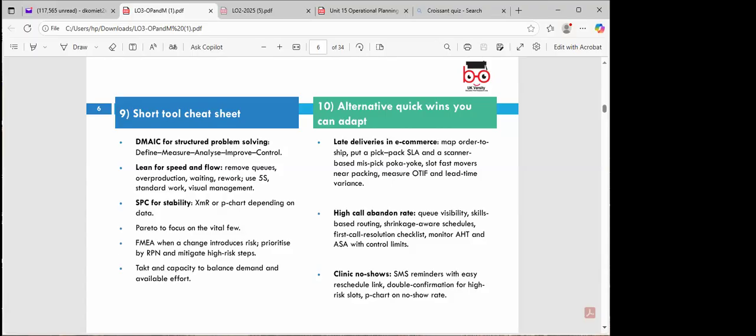Then we are talking about high call abandon rate. Queue visibility, skills-based routing, shrinkage-aware schedules, first call resolution checklist, monitor AHT and ASA within control limits.